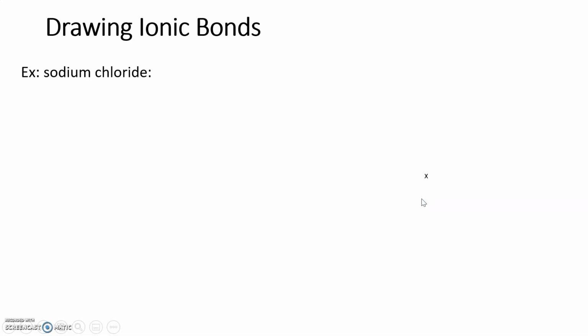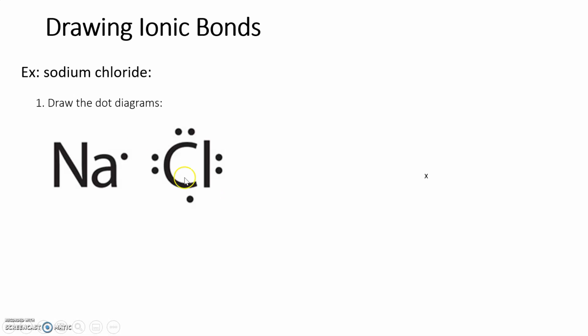All right, so now to the fun. Here we go, sodium chloride. Start by drawing the dot diagrams. We need sodium and we need chlorine. Don't be fooled by that ide. We'll get to that in our next unit. That ide just lets us know that it's an ion, not the atom. But it's still chlorine. Here's chlorine.